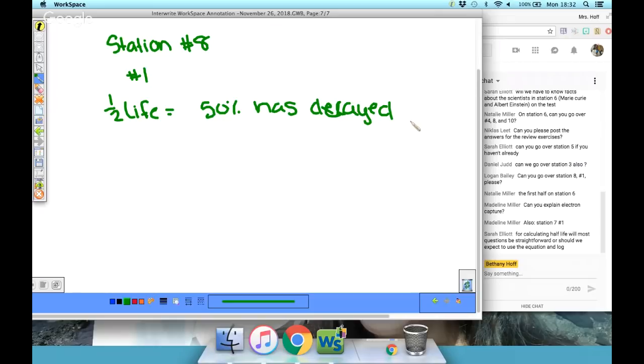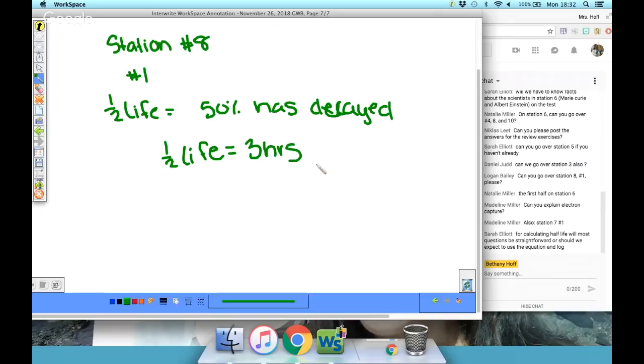So if you look at that graph and you are told that you start off with 100 grams, you want to figure out how long it takes for it to go down to 50 grams. If you read that graph and you go down to 50 and read over, you see that that line intersects at about 3 hours. So that means my half-life, based off of that graph, is 3 hours.